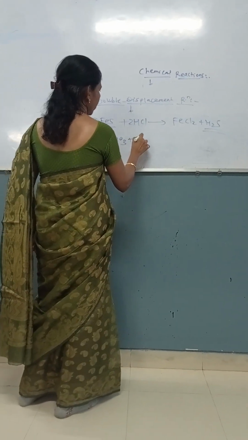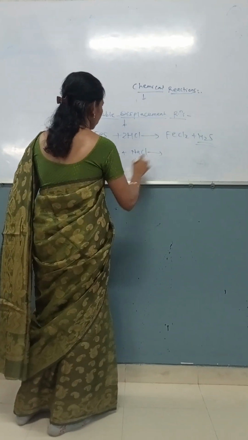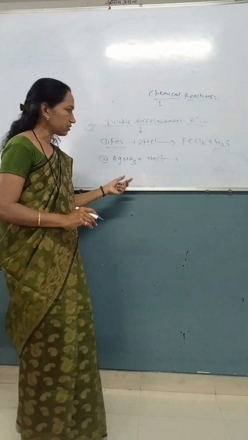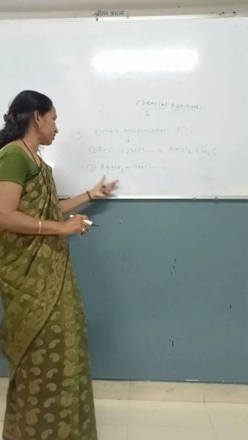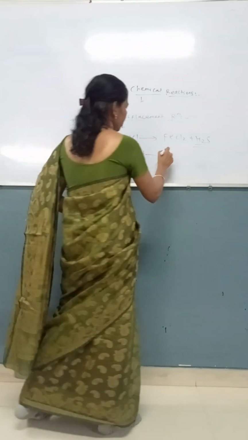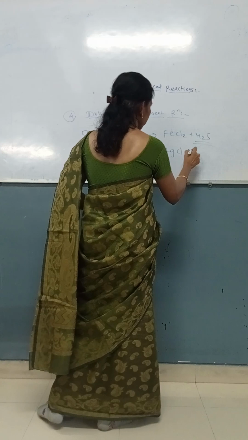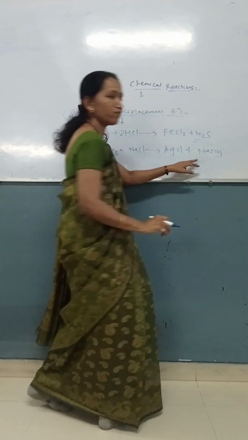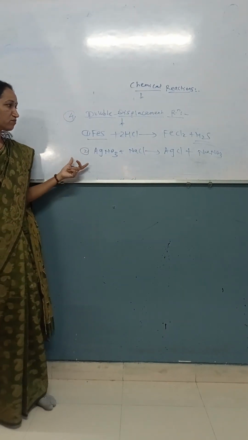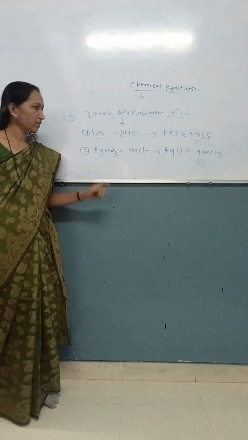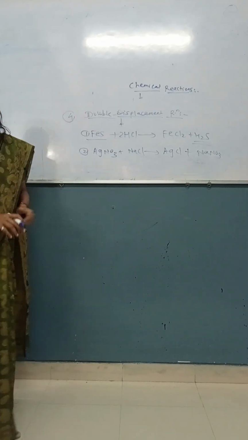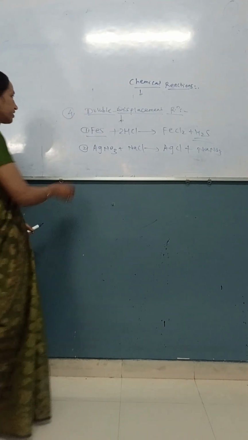Then the second example is AgNO3 plus NaCl. NaCl is sodium chloride, and AgNO3 is silver nitrate. Silver nitrate reacts with sodium chloride, and AgCl, silver chloride, plus NaNO3 are formed. NaNO3 is sodium nitrate. You should remember the names of different chemical formulas also. So these are the two examples of double displacement reaction.